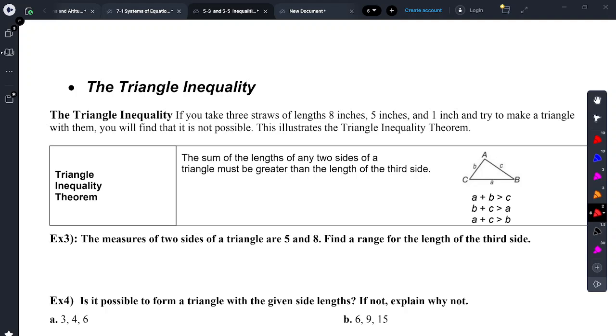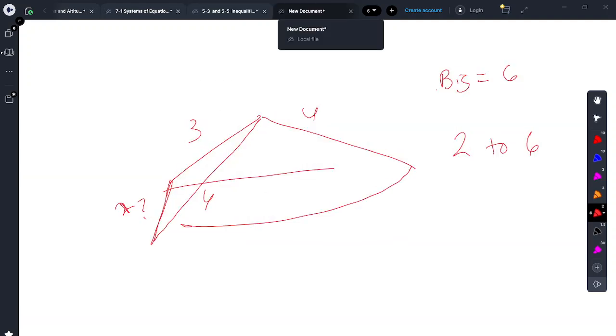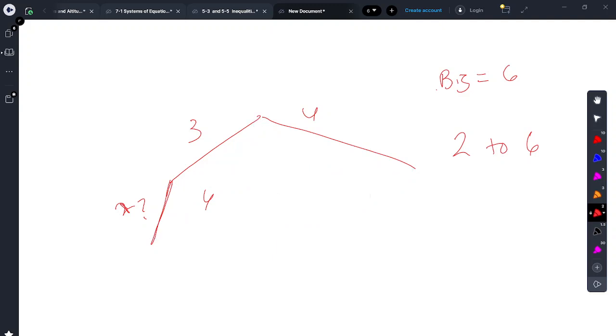All right. So going back to this problem we were messing with, right? How do I do this a different way? Okay, so if I know two sides are 3 and 4, this is what you do. You're going to assume two things. You're going to assume the missing side, let's call it side x. We're going to assume that x is the smallest side. And we're going to assume that x is the biggest side.